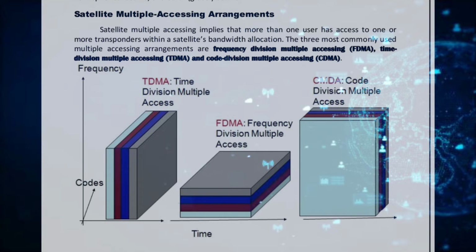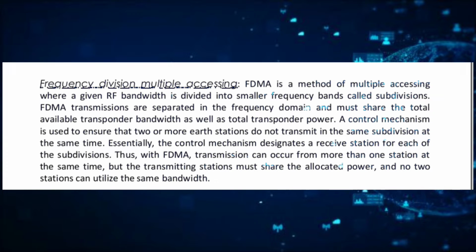The three most commonly used multiple accessing arrangements are frequency division multiple accessing, time division multiple accessing, and code division multiple accessing. Frequency division multiple accessing, or FDMA, is a method of multiple accessing where a given RF bandwidth is divided into smaller frequency bands called subdivisions.